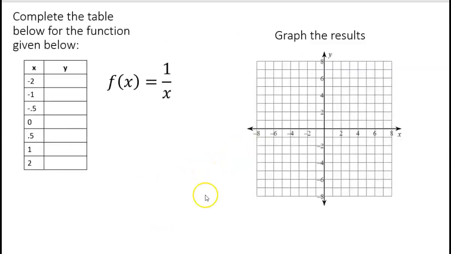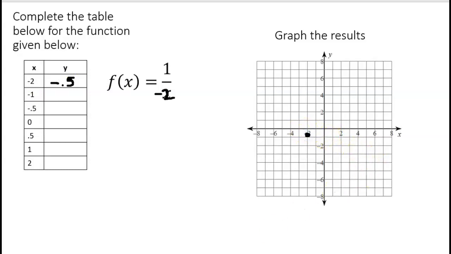The first thing I'd like you to do is complete this table and graph. And then when you're all done, we'll compare our answers. I'll do the first part for you. For instance, if x equals -2, you plug -2 into your function. 1 divided by -2 is -0.5. Then you plot that point on your graph. -2 and -0.5 would be located approximately right here on the graph.